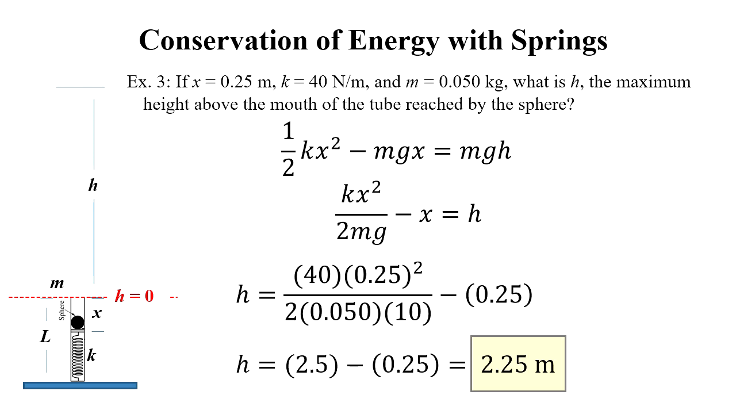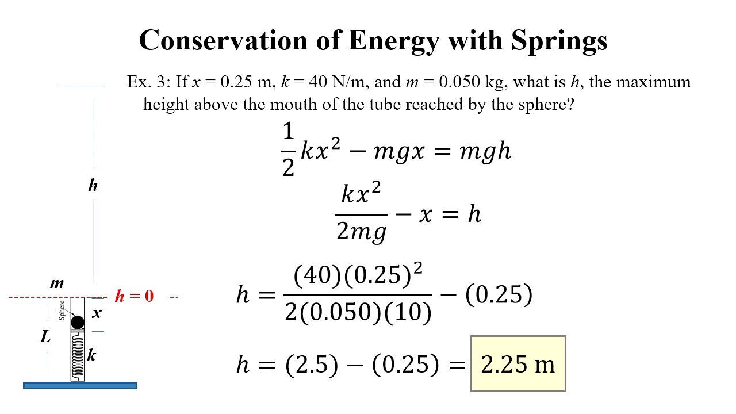All right, at the very top of the flight, up there at that maximum height h, no potential energy in the spring, no kinetic energy, everything is gravitational potential energy, mgh, h being the height above our 0 line, which we put at the top of the tube. Now we do some algebra, we pop in our numbers, and we end up, the height is indeed the same answer we got before, 2¼ meters above the top of the tube.